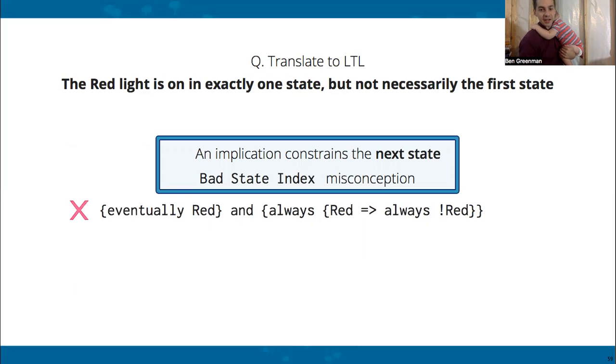And the issue is that, again, we've just got a standard implication with that arrow. Implication means the current state. And if you want to talk about the next state, you have to add the LTL operator after. So we're pointing at the wrong state index otherwise.